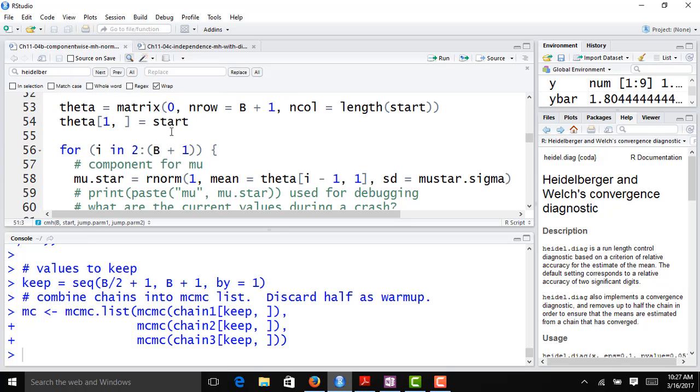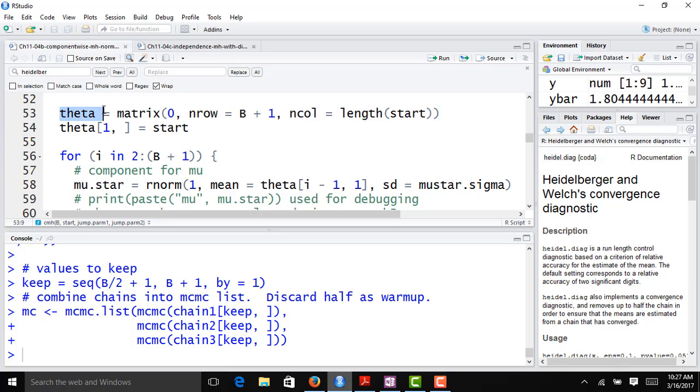And I'm going to need an object to store all of the iterations for my two parameters. And so I'm going to create this matrix called theta, and it's just going to be a matrix of zeros. It's going to have B plus 1 rows.